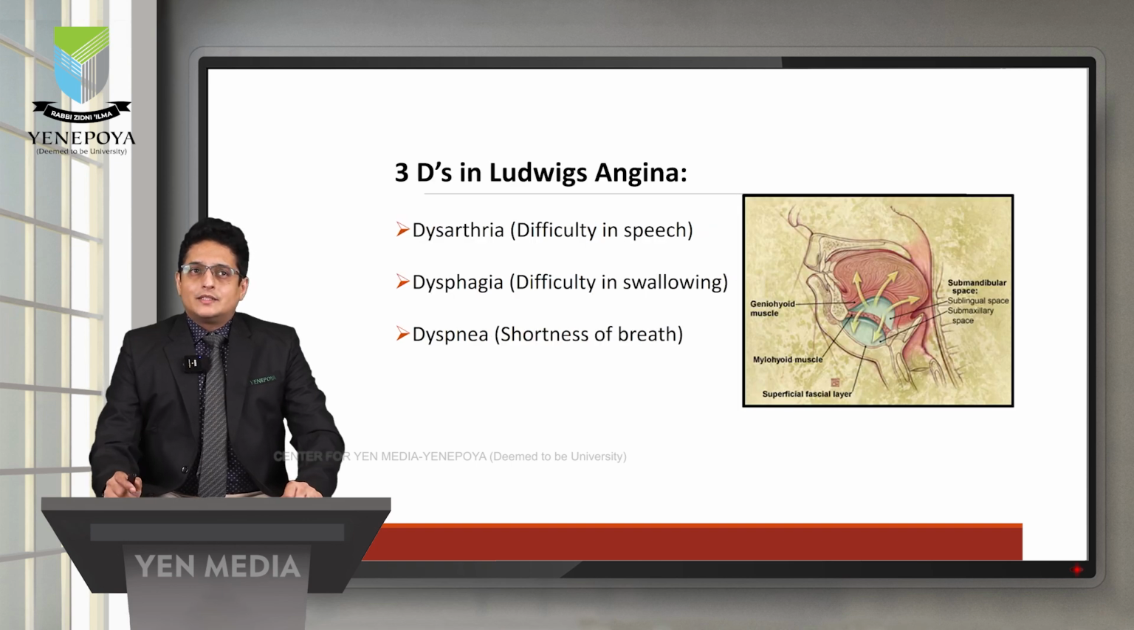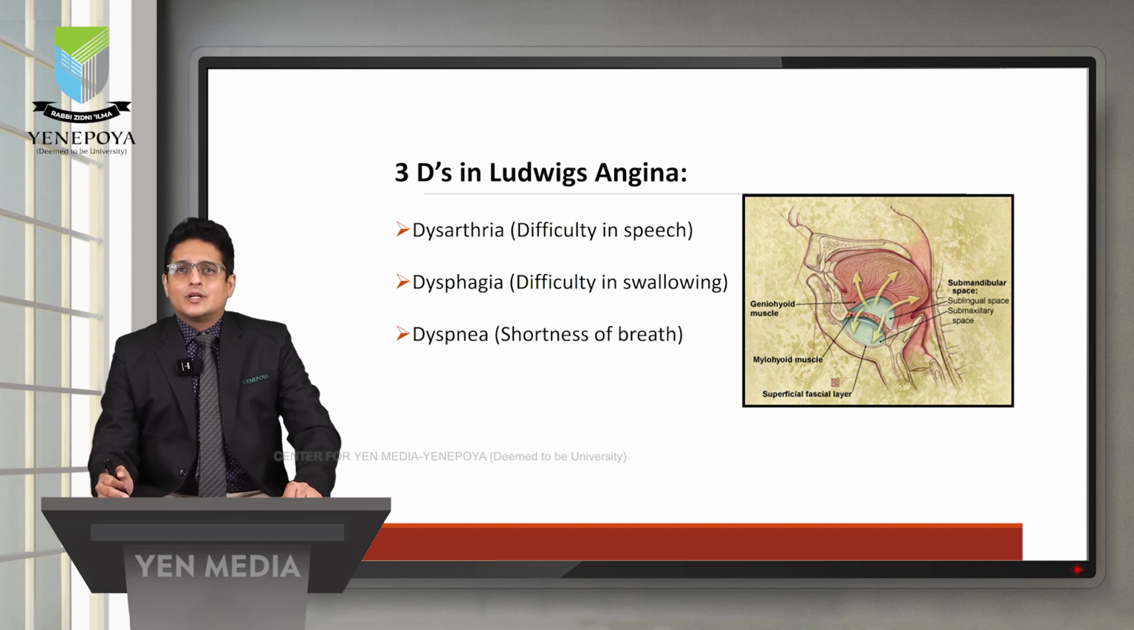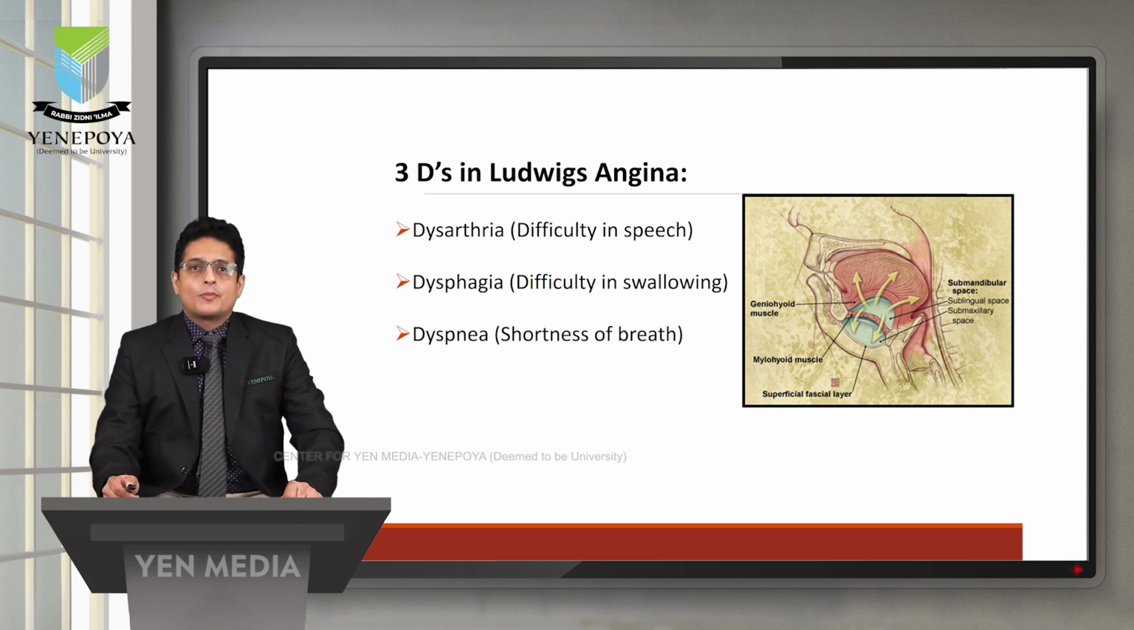The 3 Ds in Ludwig's angina: dysarthria, that is difficulty in speech, dysphagia, difficulty in swallowing, and dyspnea, shortness of breath. They are typical. If you can see in the pictorial, you can clearly assess how it happens. The sublingual space enlarges, which pushes the tongue backward and posteriorly, causing difficulty in speech because of sluggish movement of the tongue. Dysphagia occurs because the patency of the airway and the patency of the food tract is compromised. So both dyspnea and dysphagia occur.